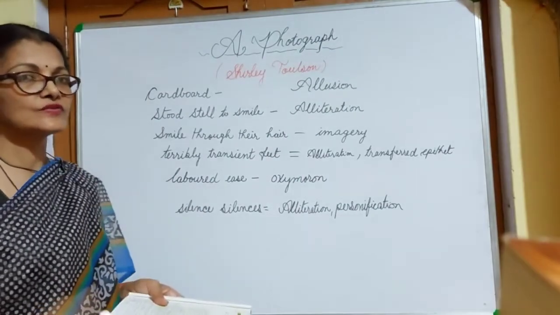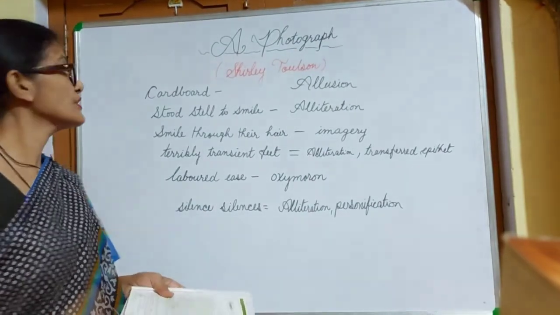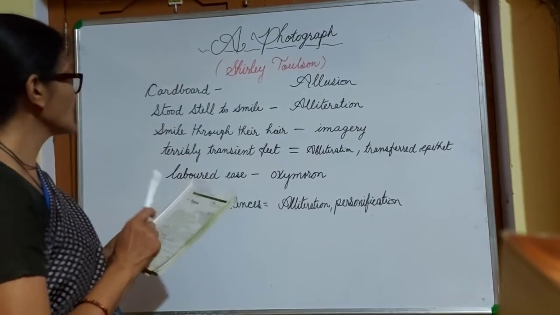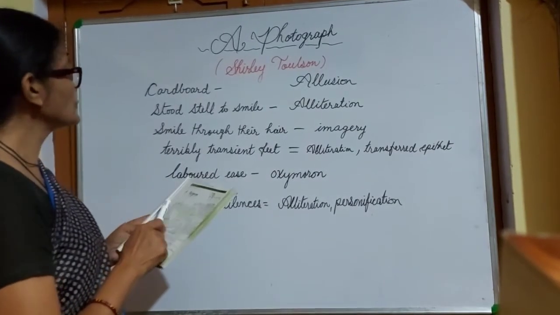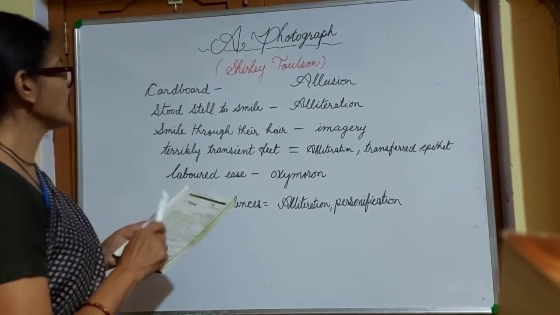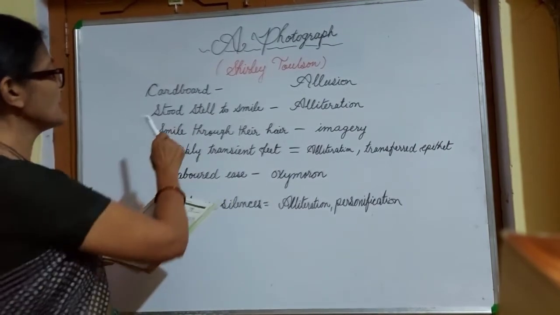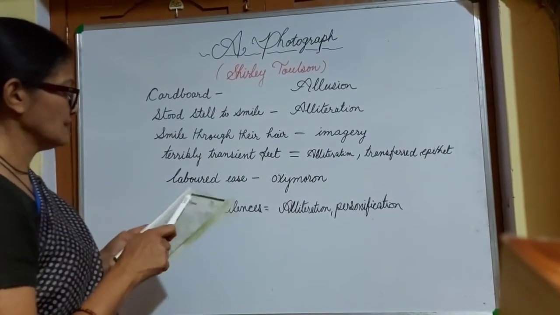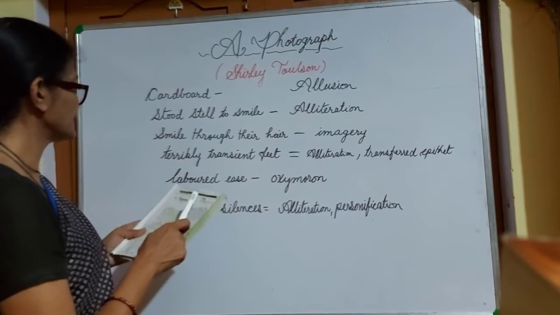Now let's come to the poetic devices used in this poem. I'll just make it fast. This is the cardboard. Cardboard was an illusion. Okay, second one is stood still to smile. That is alliteration because S is repeated here. Okay, smile through the hair. That is imagery.